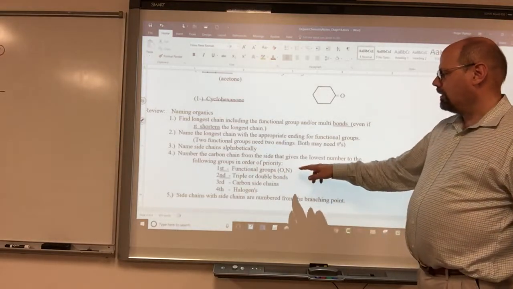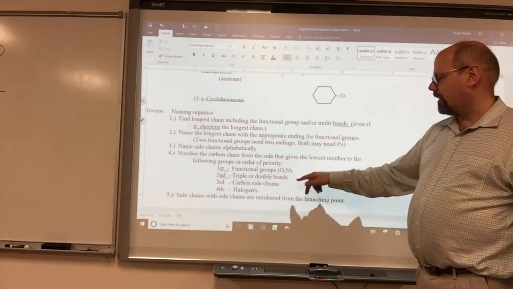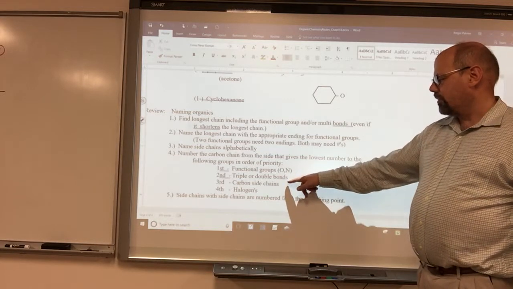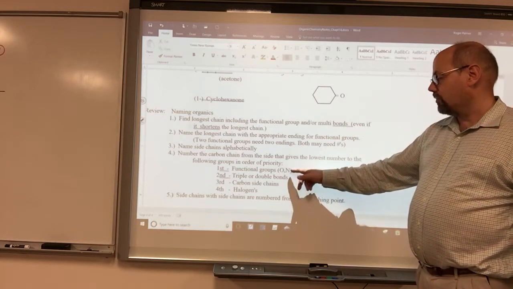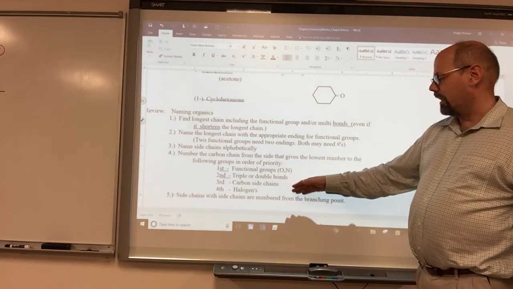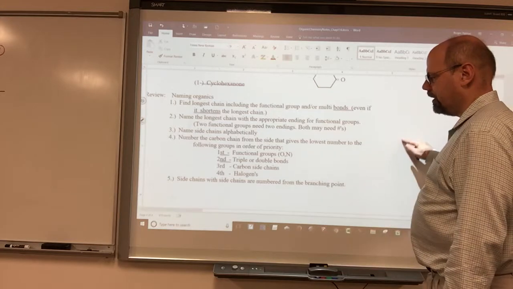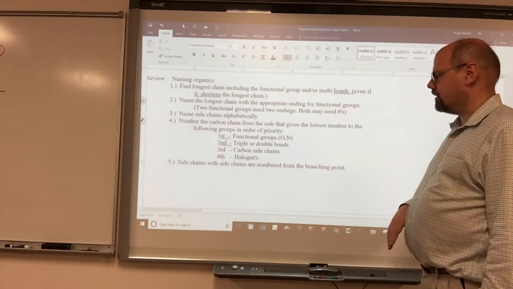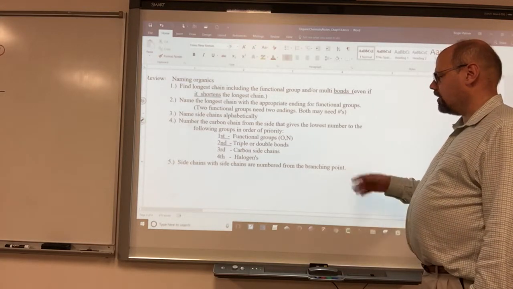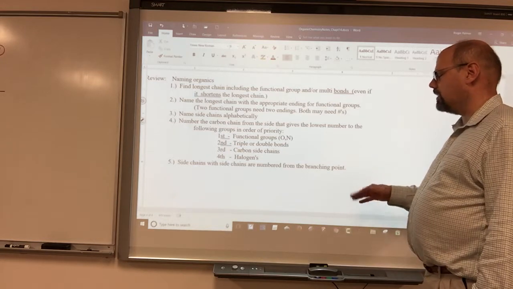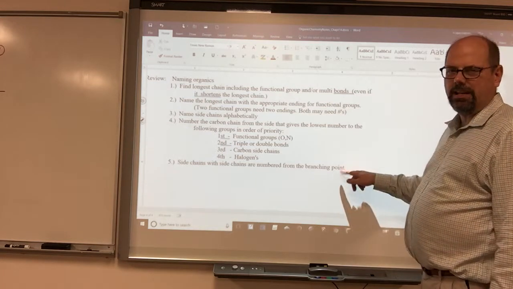And then you want to number the carbon chain first so that the functional group, the oxygen and nitrogen, gets the lowest number. If there's no functional group, then the triple or double bonds should take priority in numbering the carbon chain. The carbon side chains come next, and then the Cls and Brs, if you can give them the lowest numbers. Finally, side chains that have side chains are numbered from branching points, but I didn't give you any of these examples.